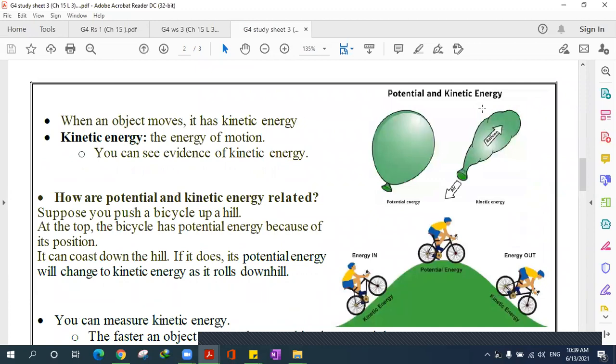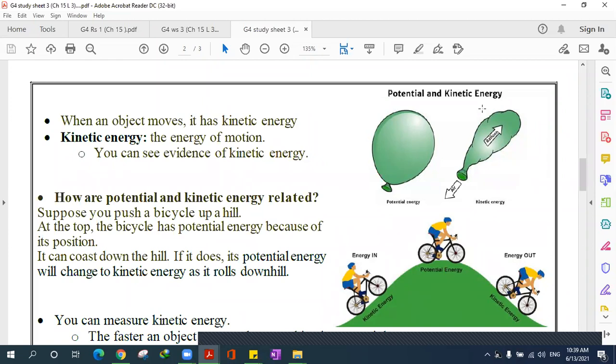The second type is kinetic energy. Kinetic energy is the energy of motion, and this one we see evidence of. Like when you start seeing something moving or rolling down a hill, or the roller coaster moving down, or the bike here moving down the hill. So you see evidence that this thing is moving. Now it has energy, but this energy is another type which we call kinetic energy, the energy of motion.